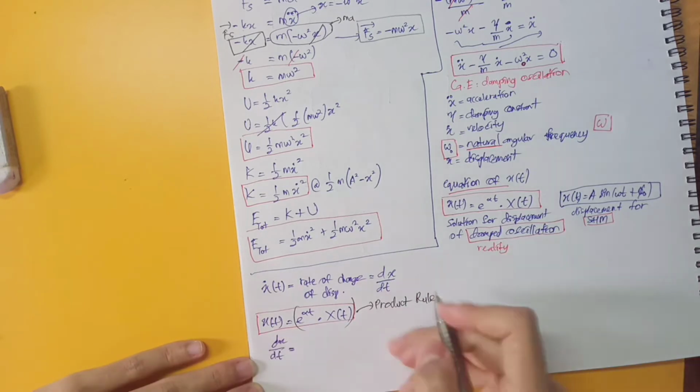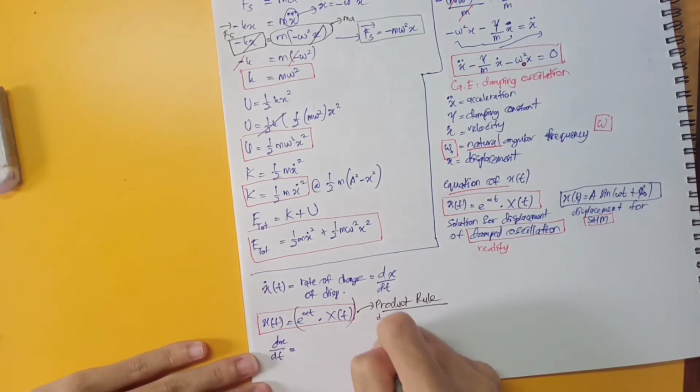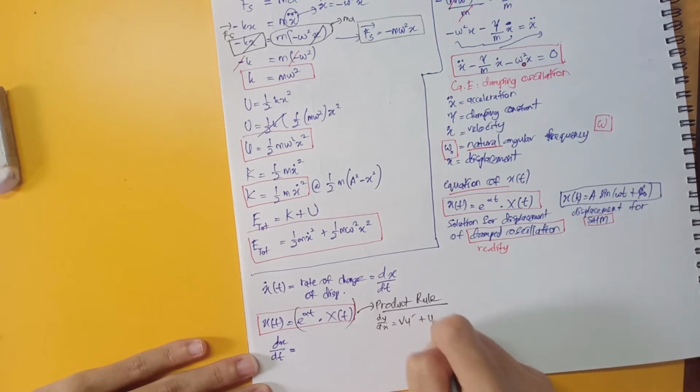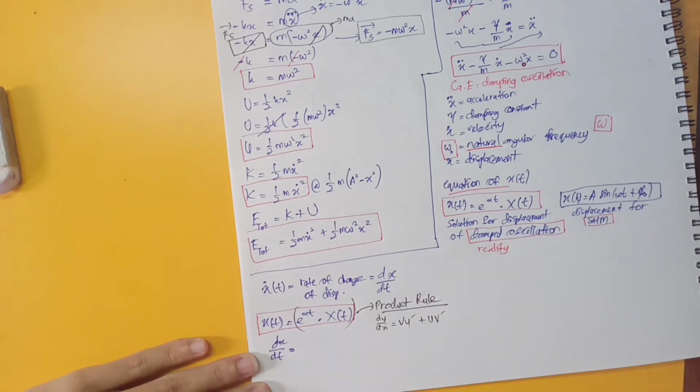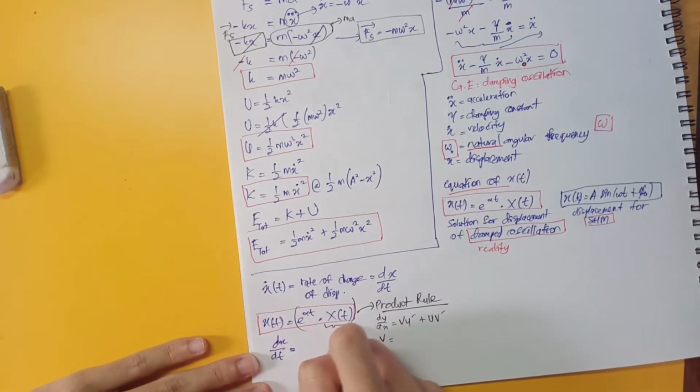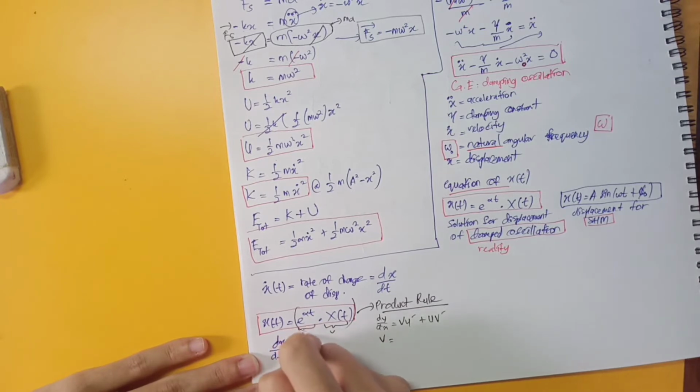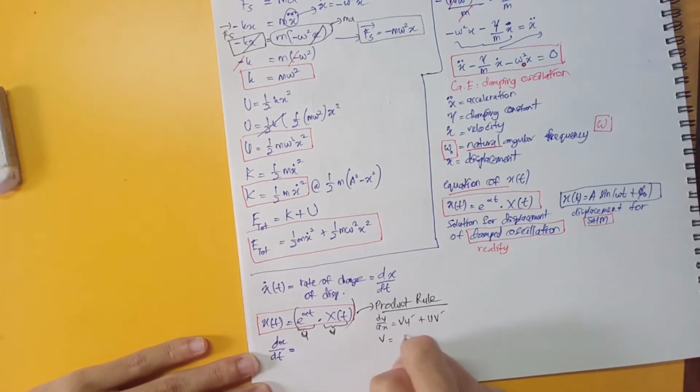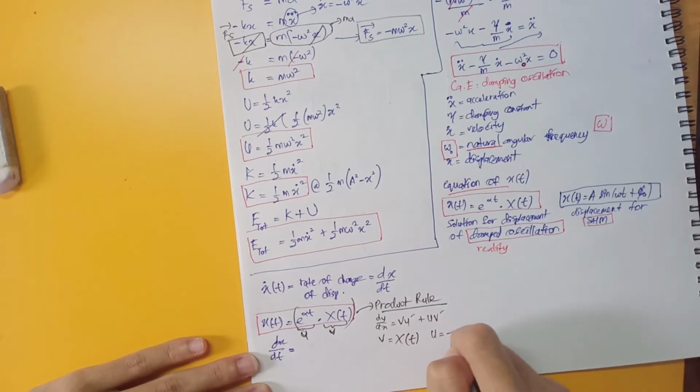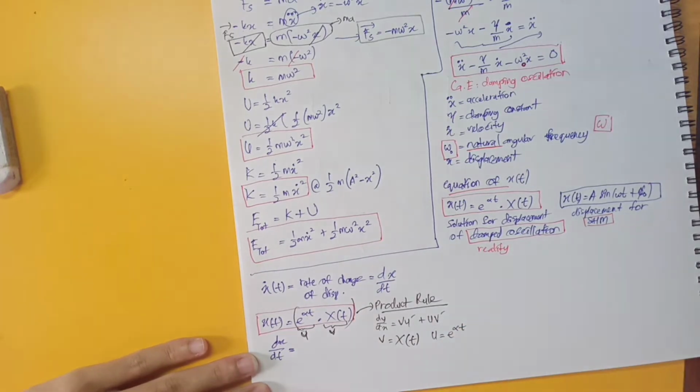So the product rule is dy over dx equals vu prime plus uv prime. Here we have to do some substitution. This is u, this is v. So v is equal to capital X, and then we have u, which is e power of alpha t.